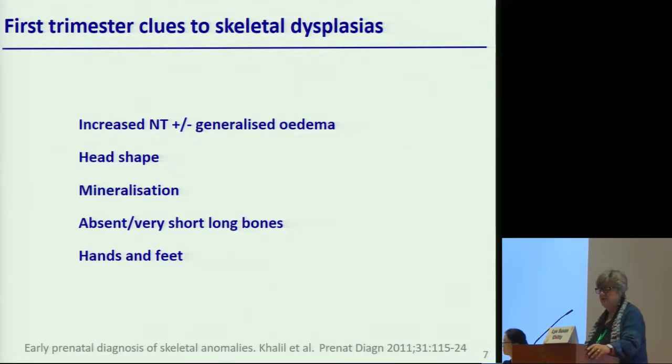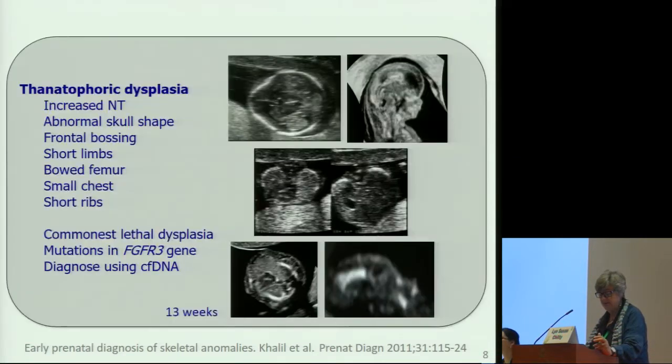So let's consider the first trimester just briefly. So as I said, increased nuchal translucency and generalized edema. Many of the severe skeletal dysplasias, achondrogenesis, and so on and so forth, will present with generalized edema, and it may be quite difficult to identify the limbs and the features. The head shape, the mineralization, the absent or very short long bones will be detected, and look closely at the hands and feet because they will give you a good clue. The most common lethal skeletal dysplasia, as I've said earlier today, is thanatophoric dysplasia, and here's an example scanned at 13 weeks gestation with an abnormal skull shape.